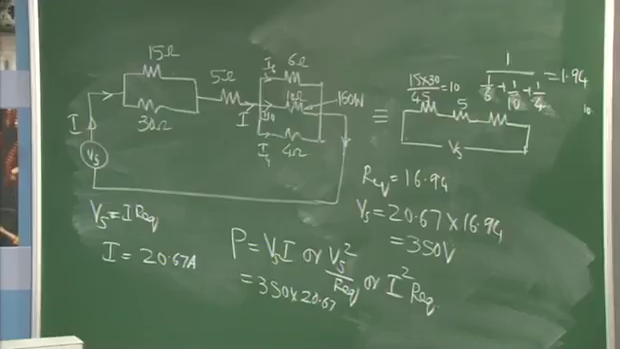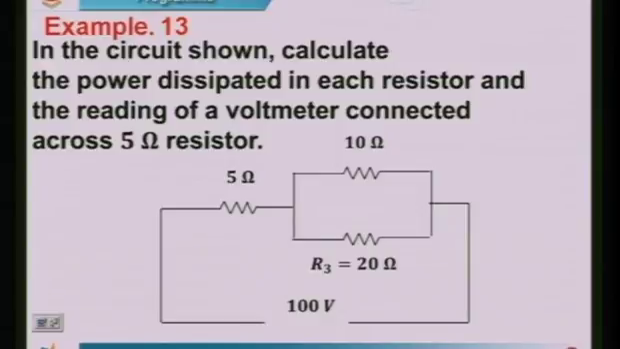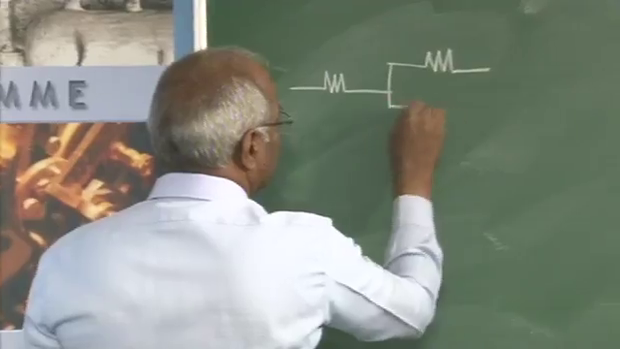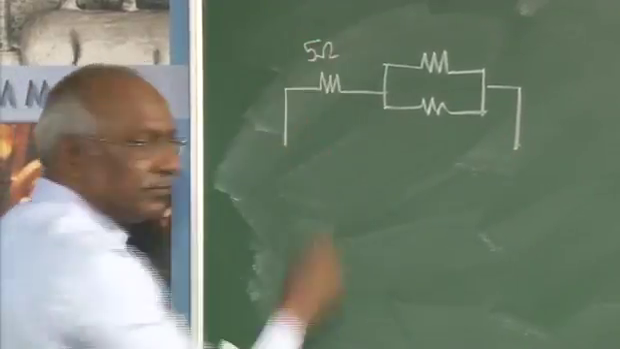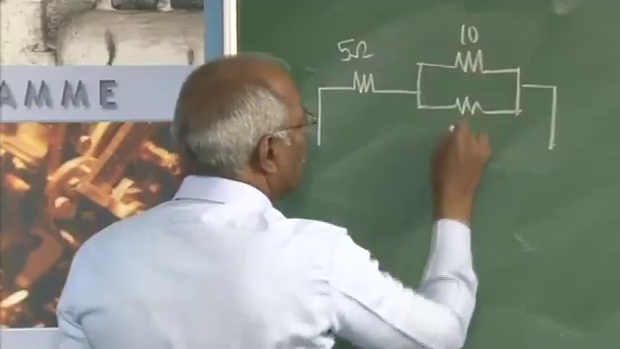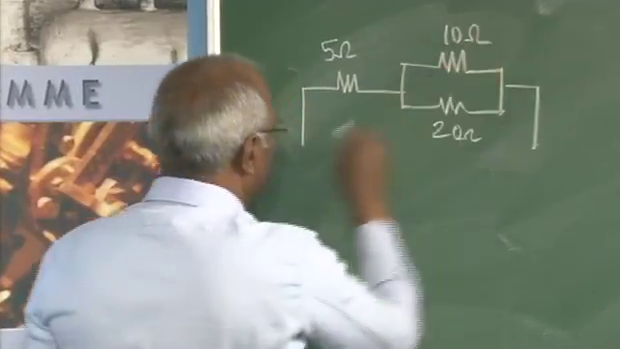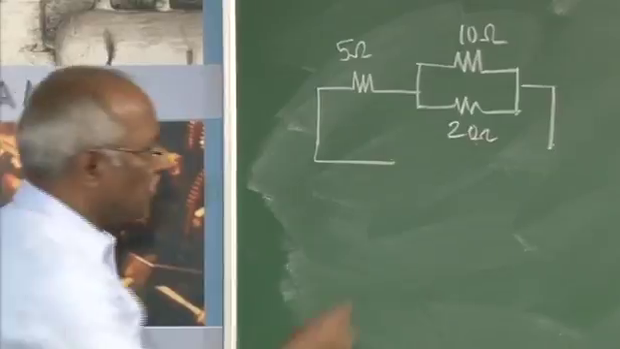Consider another example. In the circuit shown, calculate the power dissipated in each resistor and the reading of a voltmeter connected across 5 ohm resistor. The circuit given: this is 5 ohm, this is 10 and 20 ohm, the voltage applied is 100 volts.